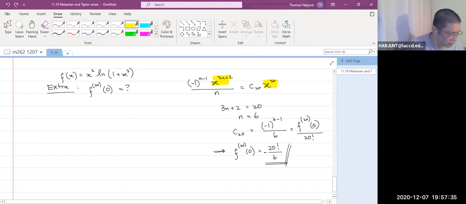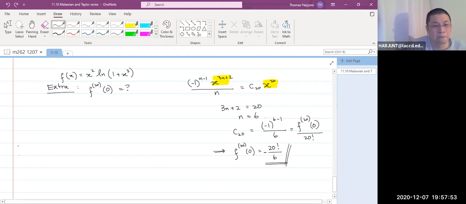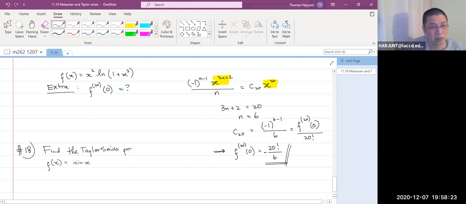Now let's go to Taylor series. Suppose, let me pick up the question. We want to create a Taylor series, number 18. Find the Taylor series for f(x) equals sine x at a equals pi over 2. So the center is not at 0. The center is at pi over 2.